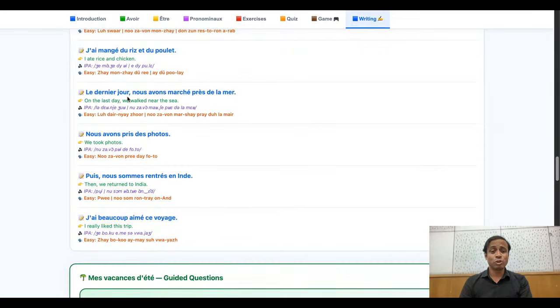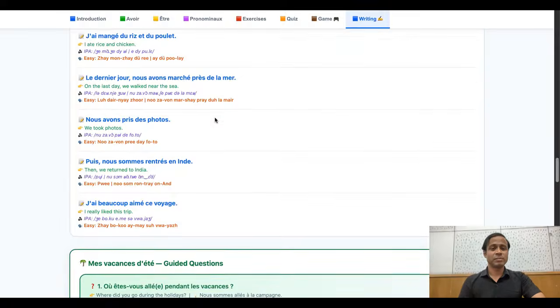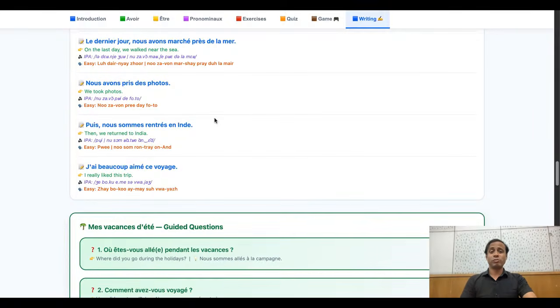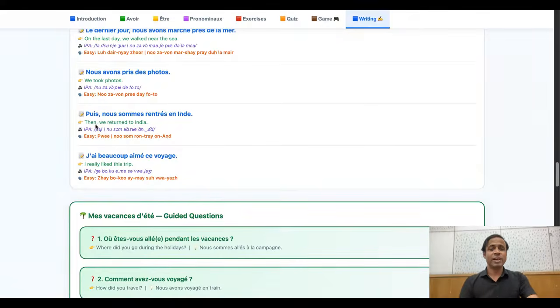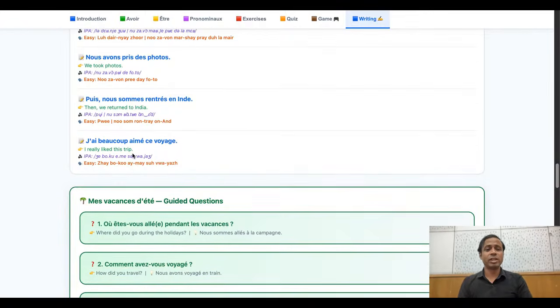Okay, now, le dernier jour, the last day, nous avons marché près de la mer. So on the last day, we walked near the sea. Next, nous avons pris des photos. We took photos. Puis, P-U-I-S, you can use ensuite, that means then. You can also use puis, that is also then. So you can use different connectors. Puis nous sommes rentrés en Inde. Then we returned to India. Next, j'ai beaucoup aimé ce voyage. So I really liked this trip.